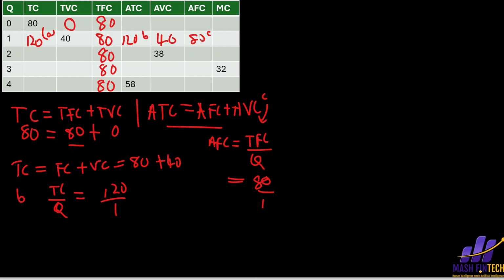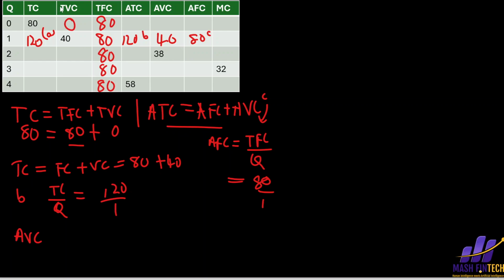All right. And then let's proceed to this part here. You have a fixed cost of 80 and you have an average variable cost of 38. Now, remember the average variable cost. Let me call this.